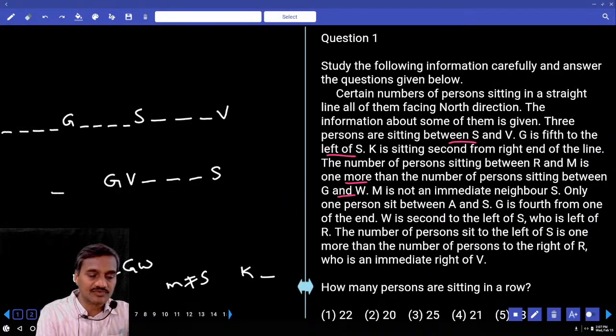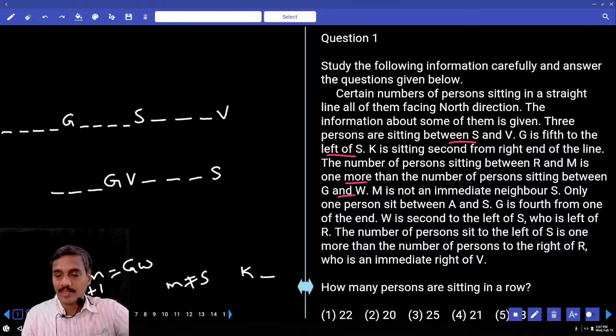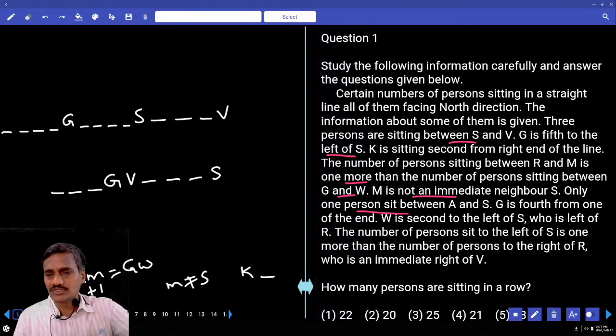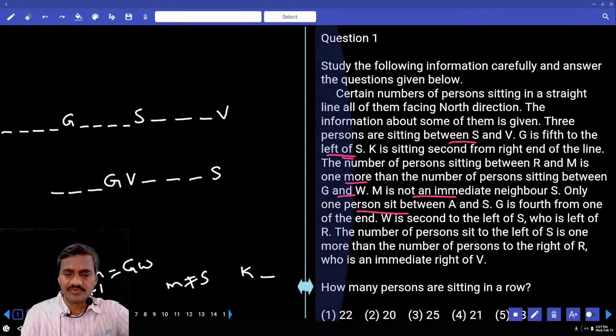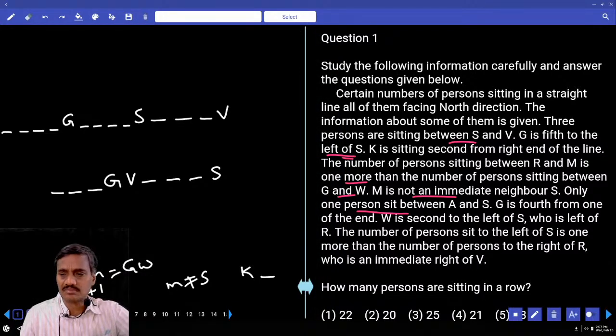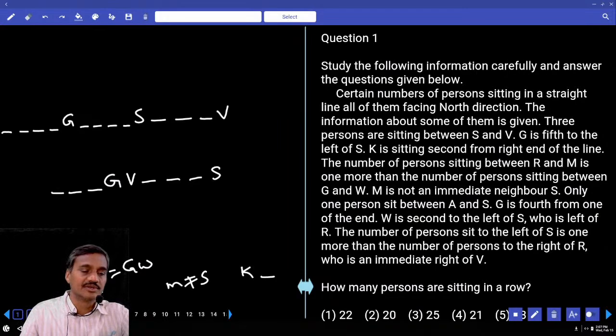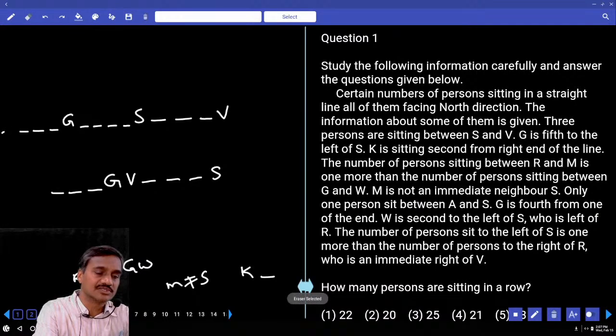Now here G is fourth from one of the extremes. M is not an immediate neighbor of S. And G is fifth to the left of S. Now 3 persons, G is fifth to the left of S. And G is fourth from one of the extremes.